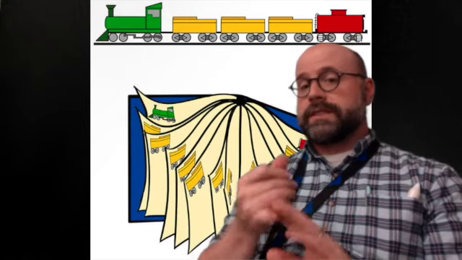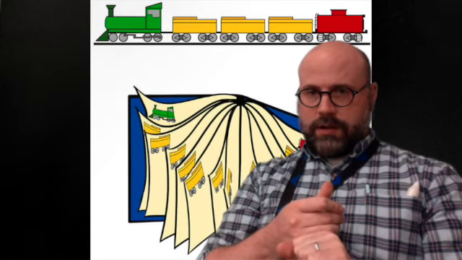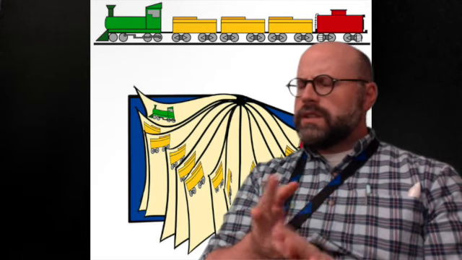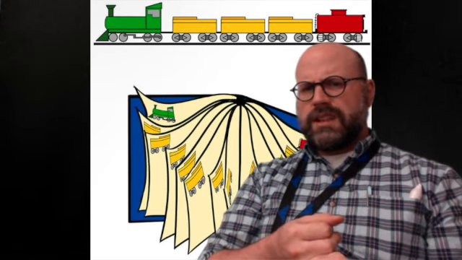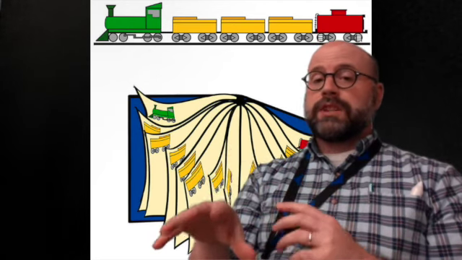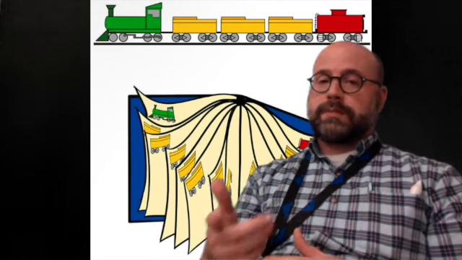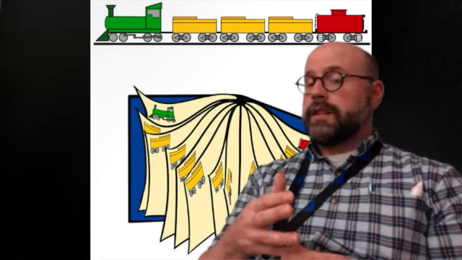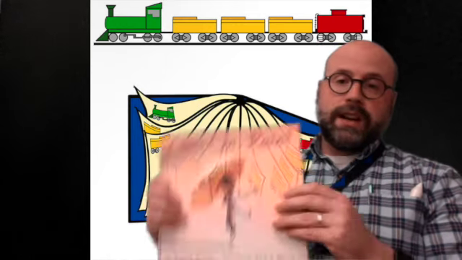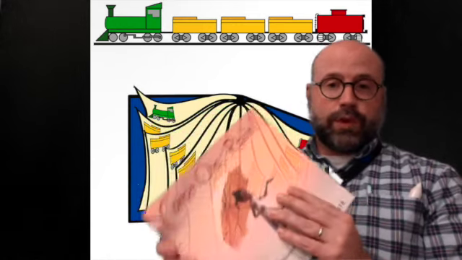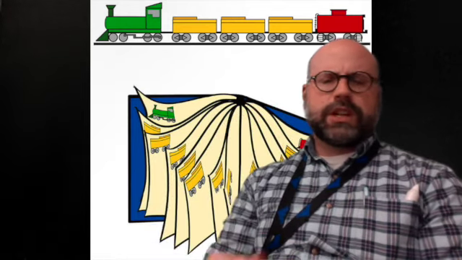A good reader asks questions. So, why is the character doing this? What is the character doing? And remember, making predictions is also an aspect of asking questions. It's a question in a statement form. I think that, Come On Rain, if I hadn't read it before, I'd be like, I think that this lady's going to get downpoured on. Make a prediction about what you're going to read.